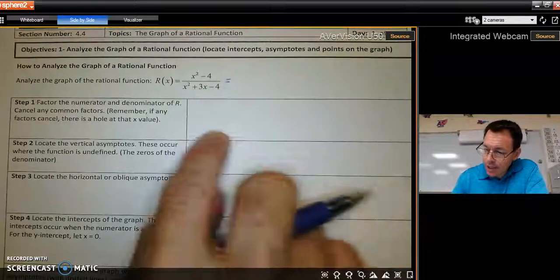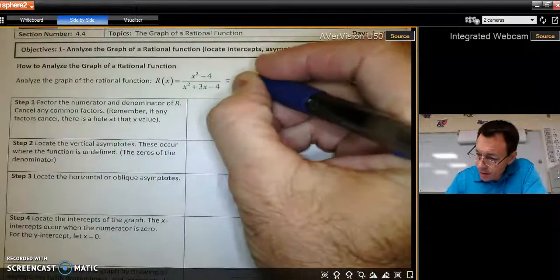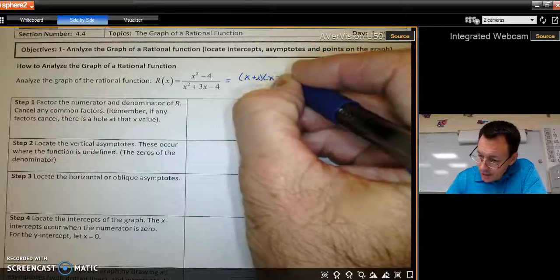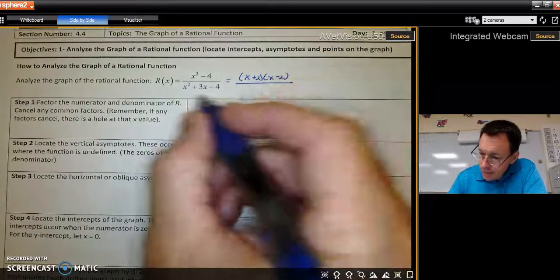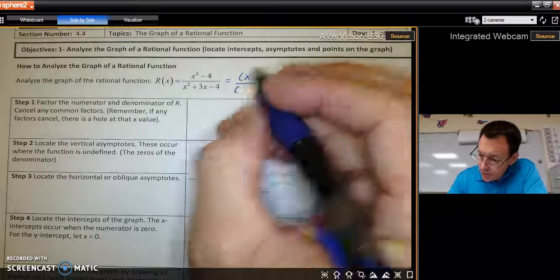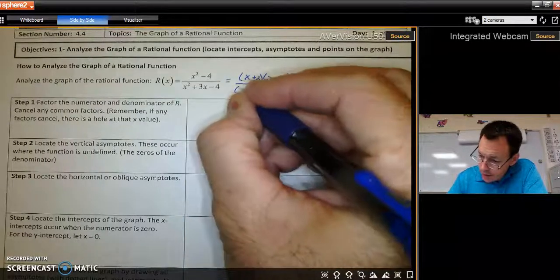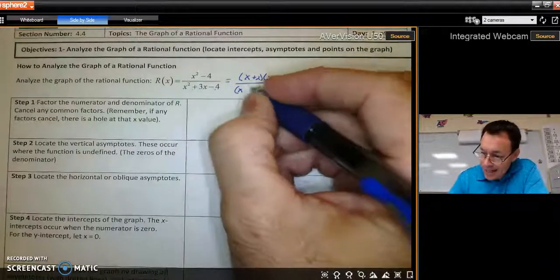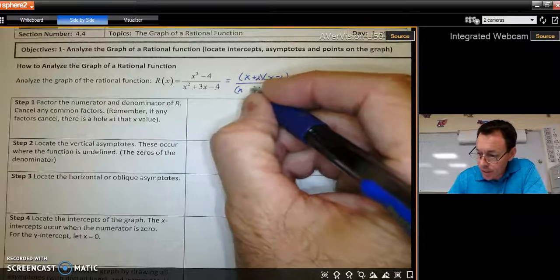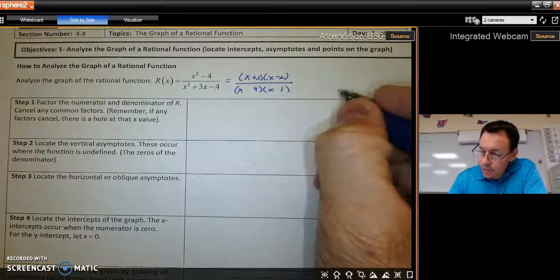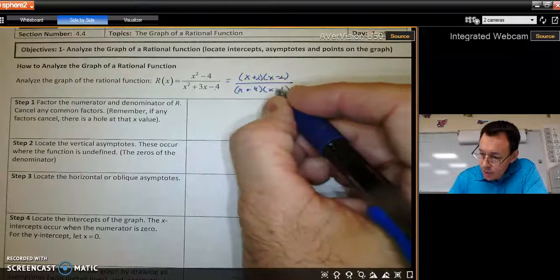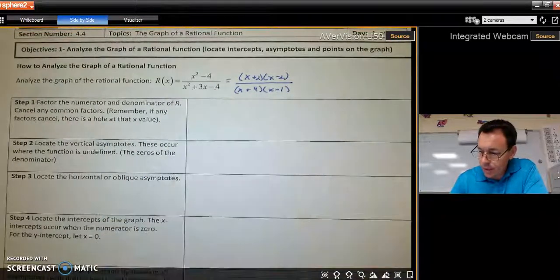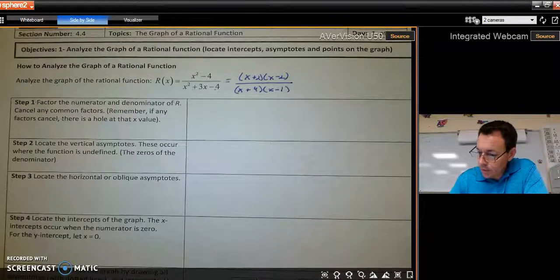So this one, I'm just going to put it right here in the box. The numerator factors into x plus 2, x minus 2. That's the difference of squares. The denominator factors into, well, let's see, x and x. And then I need factors of -4 that add up to +3. So it's going to be 4 and 1, but I need the 4 to be positive and the 1 to be negative, and that will give me my +3x in the middle if you do your outer and your inner.